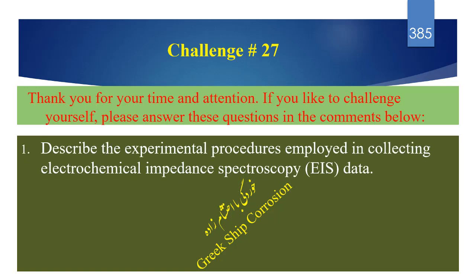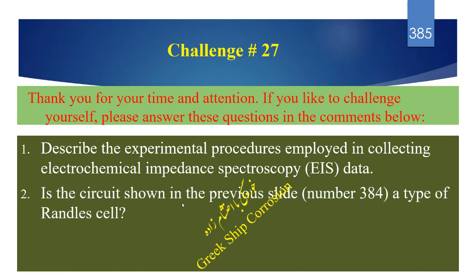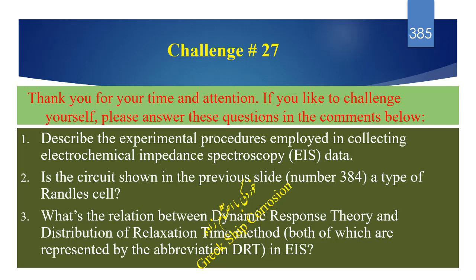1. Describe the experimental procedures employed in collecting electrochemical impedance spectroscopy data. 2. Is the circuit shown in the previous slide number 384 a type of Randles cell? 3. What's the relation between dynamic response theory and the distribution of relaxation time method, both of which are represented by the abbreviation DRT in EIS?